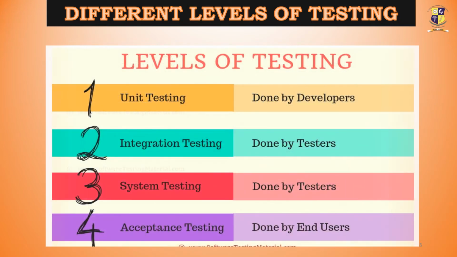Who will be doing what kind of testing? That's what we are going to see through this slide. Unit testing is especially done by the developers, who are the people developing the particular software. They use unit testing to test the individual components. Integration testing is especially done by the testers. System testing is also especially done by the testers. And finally, acceptance testing is done by the end users. These are the 4 kinds of people who do the different levels of testing.